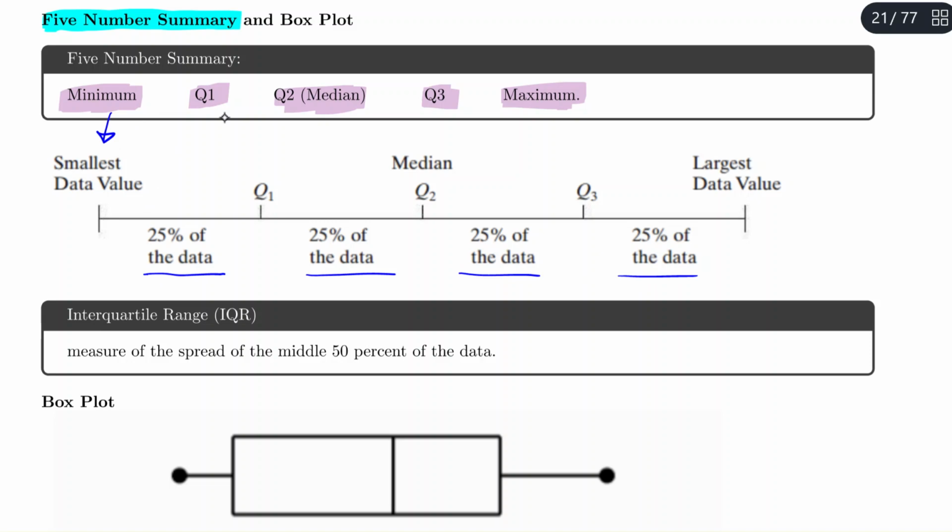So there's minimum, Q1, Q2, Q3, maximum. And when I say 25% of data, we're talking about number of data. So if I have 100 data, 25 data will be here, 25 here, 25 here, 25 here. Okay, so that's the 5-number summary. And interquartile range is a measure of spread of the middle 50% of the data. So interquartile range is just the distance between Q1 and Q3. So we can calculate this by Q3 minus Q1.